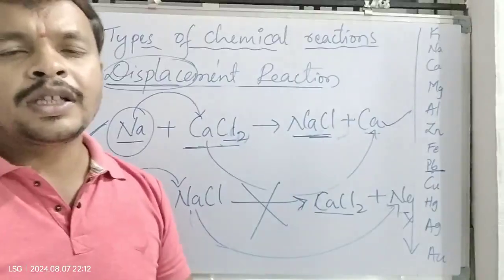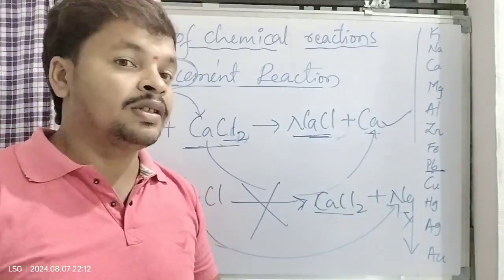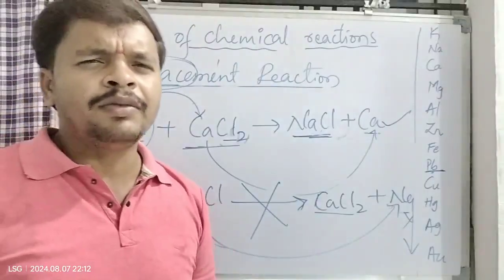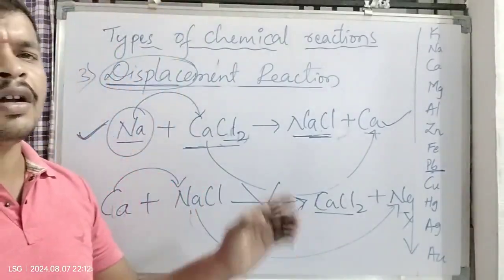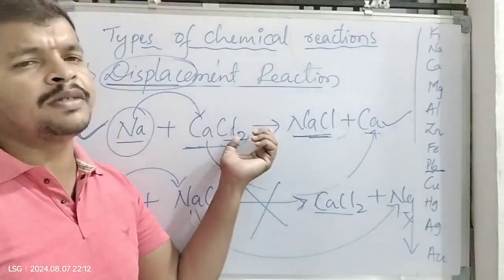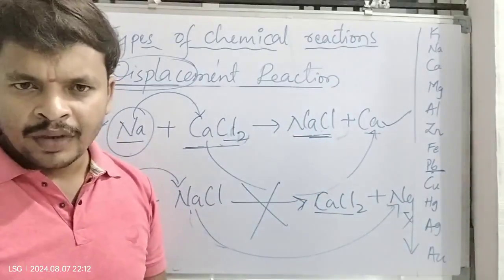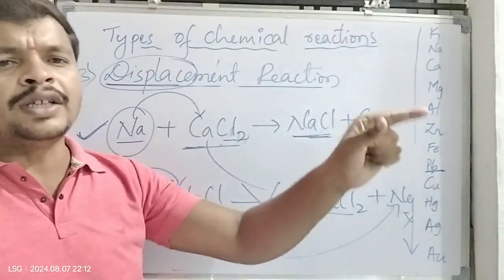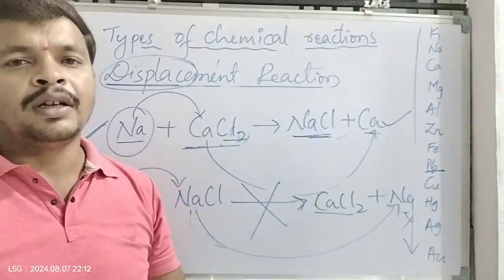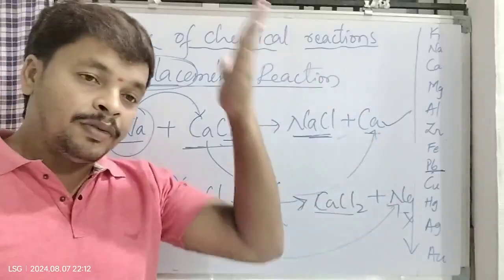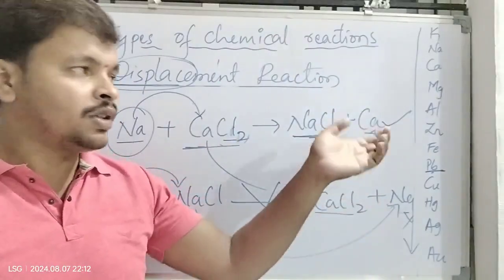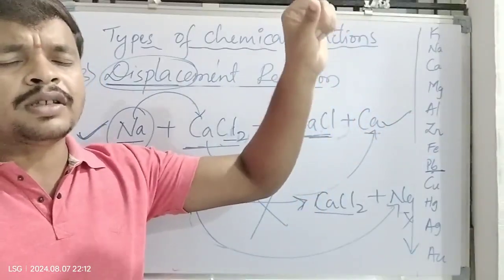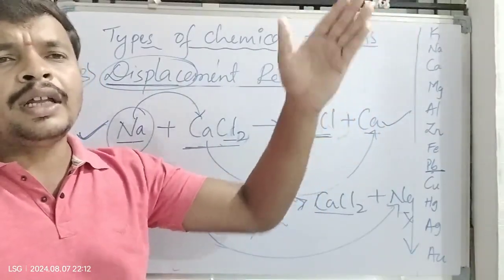In your textbook, in the metals and non-metals lesson, you are going to study about the reactivity series. If you know the reactivity series, you can check whether it is a displacement reaction or not. So what is reactivity series? The elements or the metals are arranged according to their reactivity. What is meant by reactivity? That we will discuss in the next lesson. No need to waste time now. Just remember that the metals are arranged according to their reactivity.